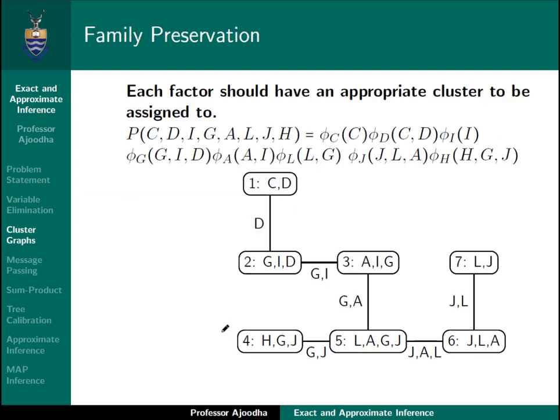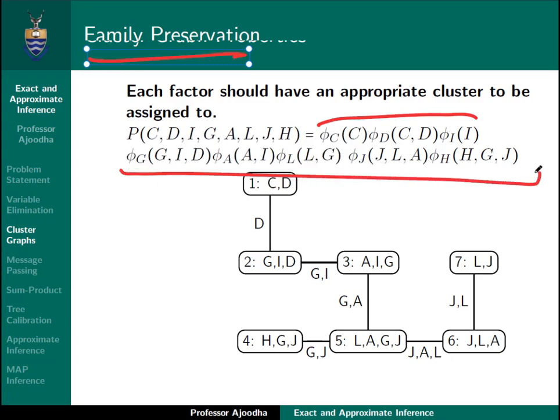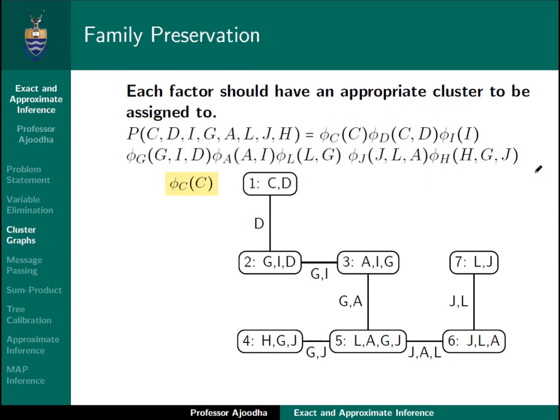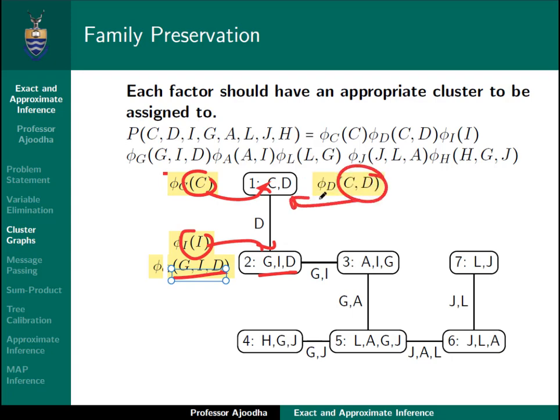Okay, let's start with the family preservation. In the family preservation, I said that each factor should have an appropriate cluster to be assigned to. If this is the joint distribution, these are all of the different factors that I have. So I'm going to assign this particular cluster C, and this particular cluster CD. So 1 is going to have both of these. Then 2 is going to have phi of I, and also phi of G, I, and D. Remember, all of the scopes need to match up. So this I is here, it's fine. The C is here, it's fine. The C and D are here, it's fine.